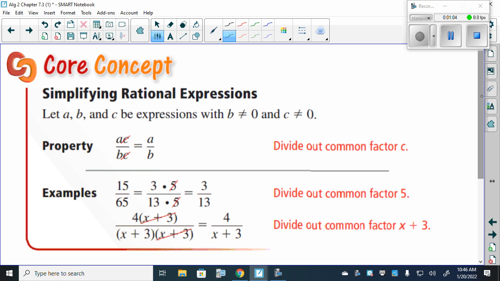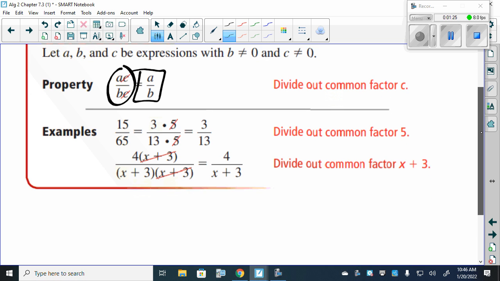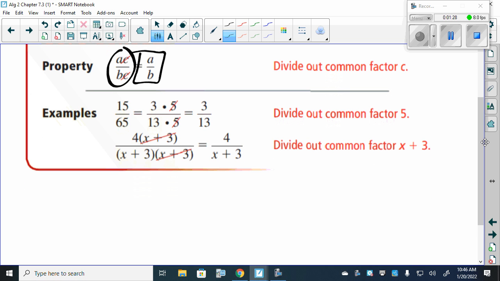Our core concept here is really best shown with an example. For AC divided by BC, the numerator and denominator both have a common factor of C, which we can simplify out, leaving us with A over B. The same thing is true for numbers, because 15 over 65, the top and bottom have a greatest common factor of 5 that we can factor out, or divide out, leaving us with 3/13.